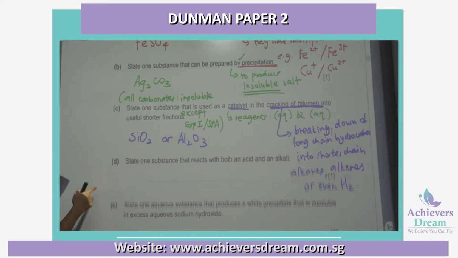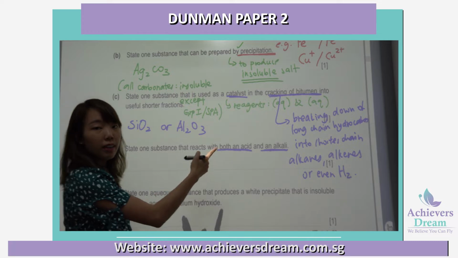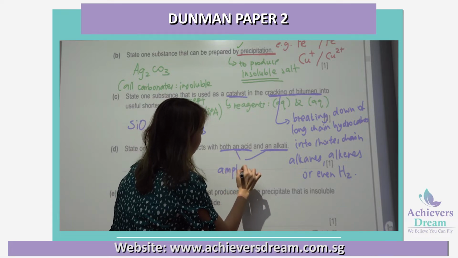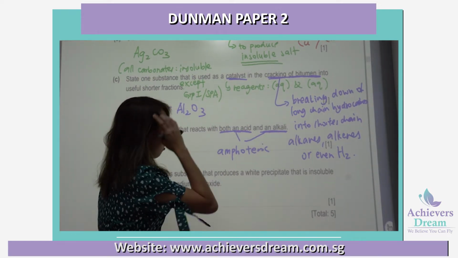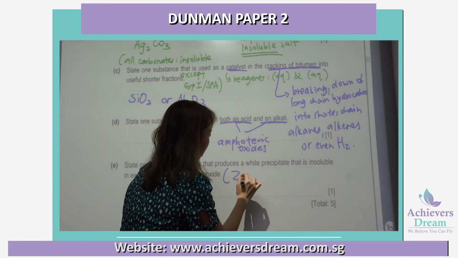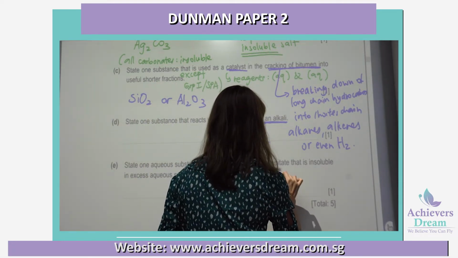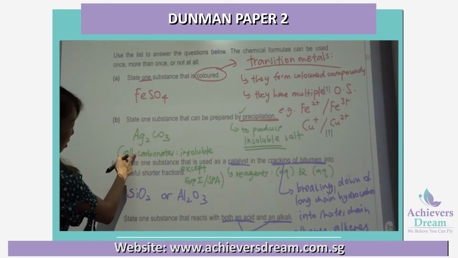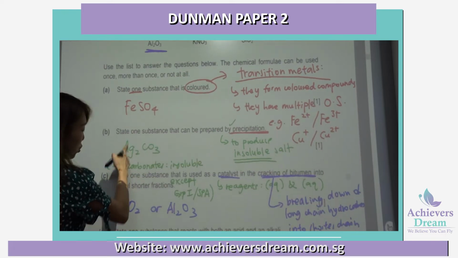Okay? So part D, state one substance that reacts with both an acid and an alkali. Okay. One look, I know that this must be amphoteric. Alright? The definition of amphoteric means it can react with both acid and alkali. So amphoteric oxides, in your syllabus, you only need to know 3 of it, which is zinc, aluminium, and also lead. ZAP. Okay? So from the list, one amphoteric oxide is aluminium oxide, Al2O3.